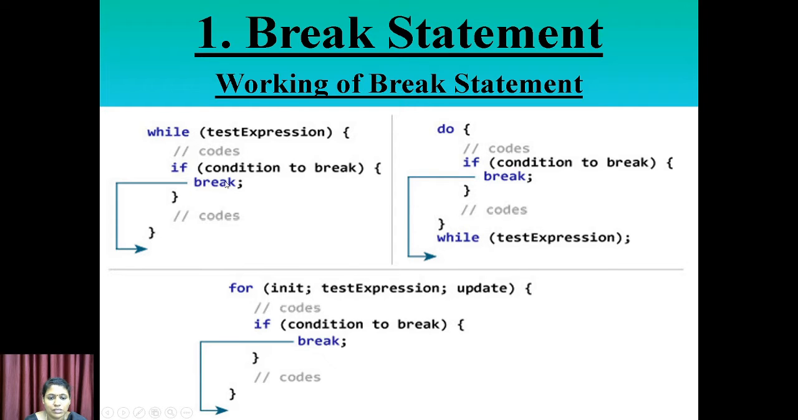Once the control sees the break statement, the flow of the control will come out of the loop. Similarly, in the second program we are using a do while loop. Once the control comes to the break statement, the control comes out from the do while loop. Similarly in the for loop statement, once the condition is true, the break statement will execute, meaning the flow of the control will come out from the for loop. Based on these three examples, we clearly see the break statement is used to bring the control flow out of the loop, to break the looping statement.